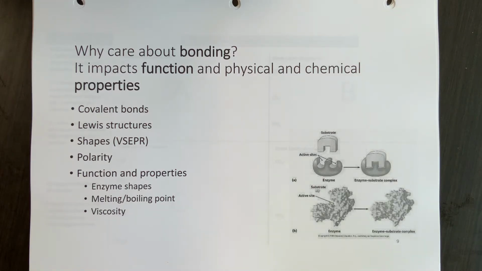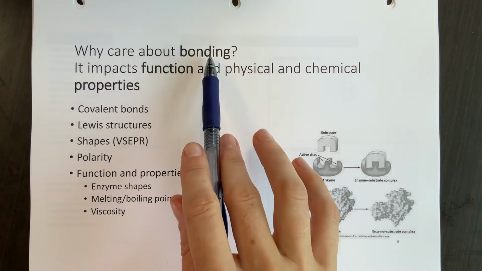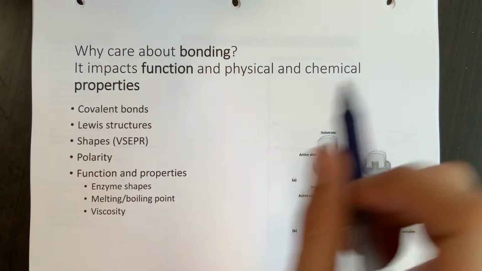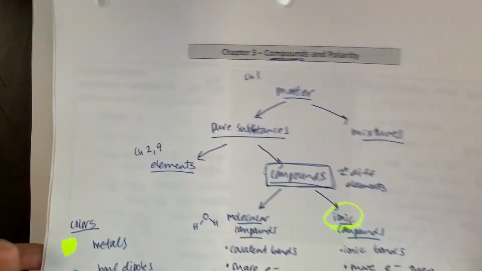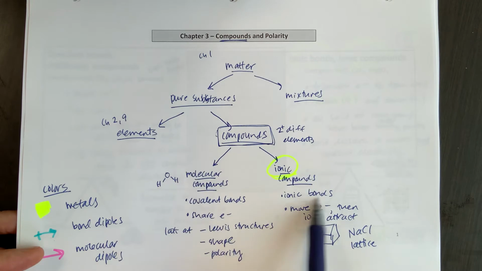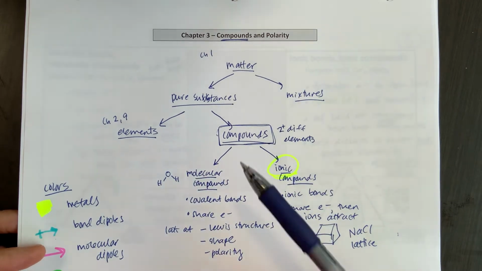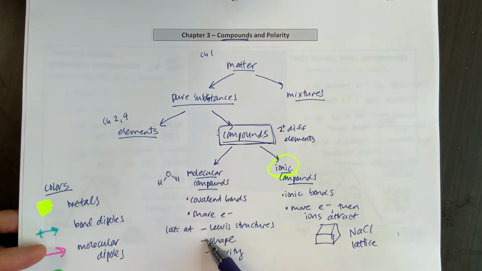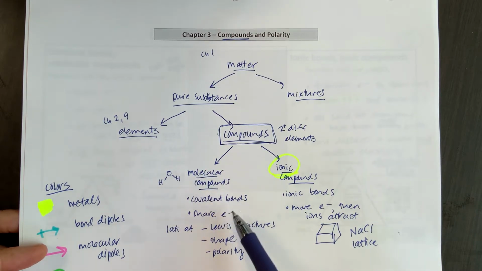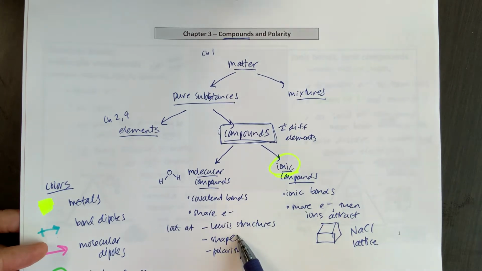We're moving on to a new segment in the chapter now, and we're going to continue to look at bonding, and specifically we're going to be looking at covalent bonds. So if I can bring you back to our initial flowchart, we just spent a lot of time naming both types of compounds, but for the rest of the chapter we're going to come down here. So we're going to take compounds and we're going to focus on molecular compounds, which are held together with covalent bonds. And we're going to look at Lewis structures and shape and polarity.